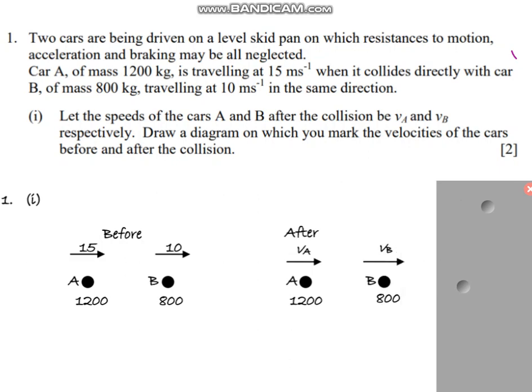Looking at that, A is heavier than B, so bashing into B is probably not going to turn it around, so we can assume VA going that way. If it did, then we just get VA as being negative in our calculations. Okay, so that's all of that.